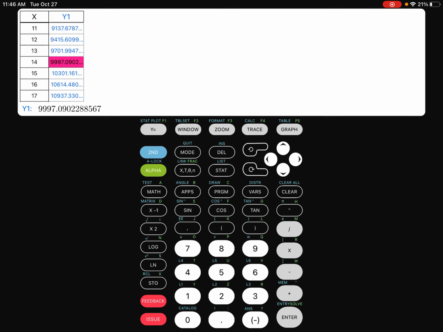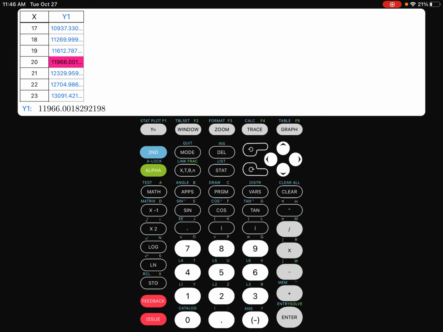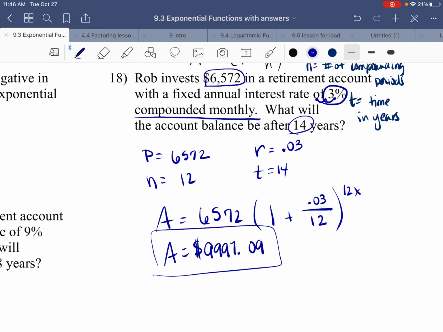And then you can look at other years. So 20 years, you would get $11,966. But for this one, after 14 years, it's going to ask you to round to the nearest cent, so always do it to the 100th. And that's what you're going to answer.